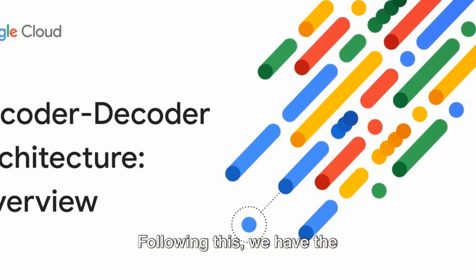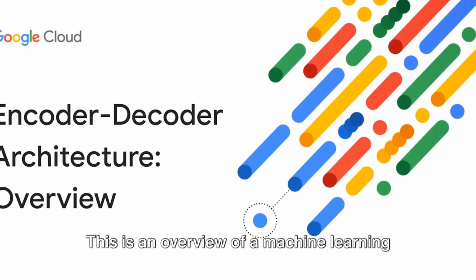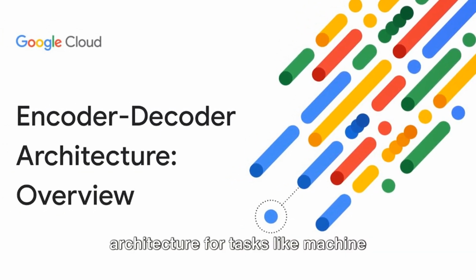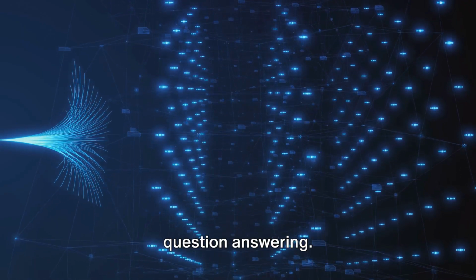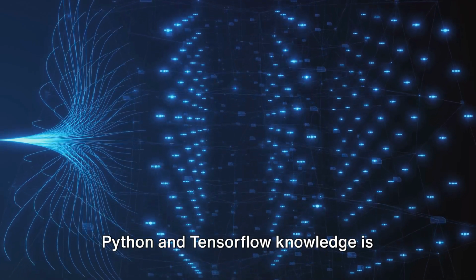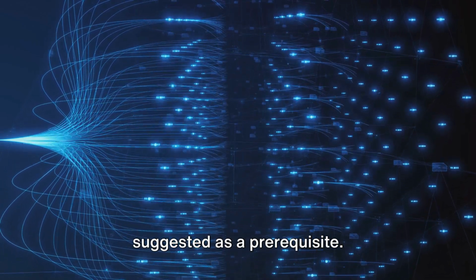Following this, we have the Encoder-Decoder Architecture. This is an overview of a machine learning architecture for tasks like machine translation, text summarization, and question answering. Python and TensorFlow knowledge is suggested as a prerequisite.